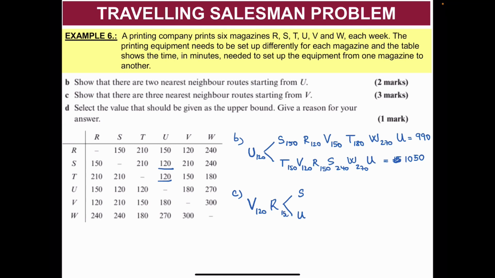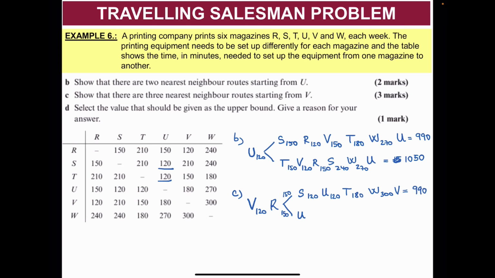So 150 or 150. And then if I follow this to S, from S, if I continue, then 120 will take me to U. Another 120 will take me to T. And then 180 will take me to W. And from W I'll get back to V, that would be 990.